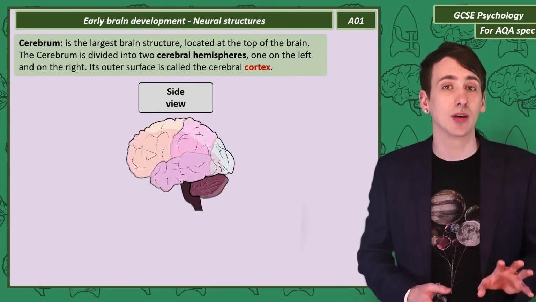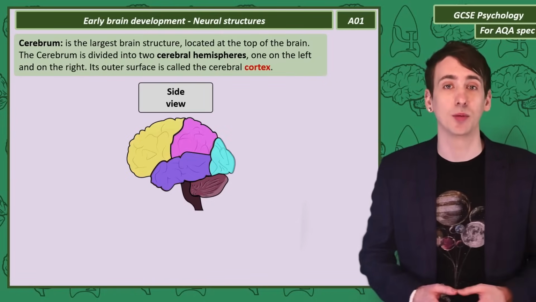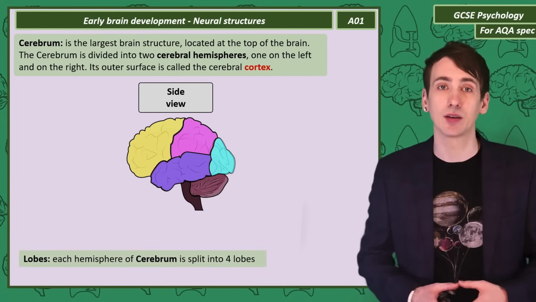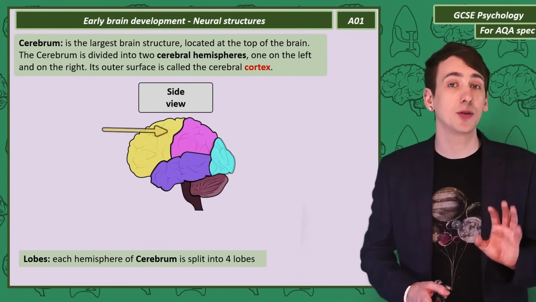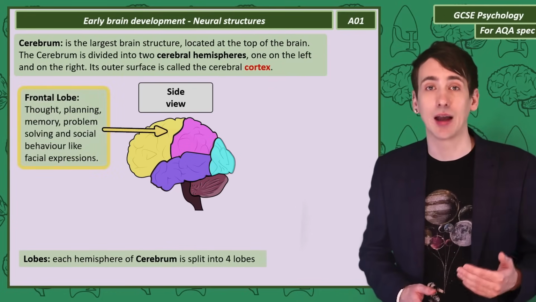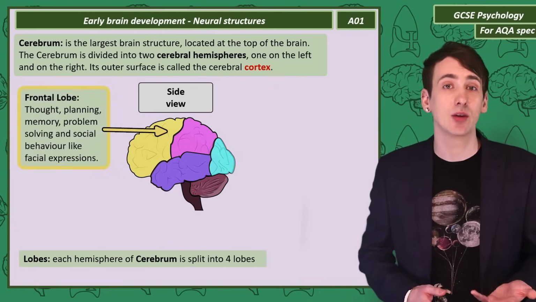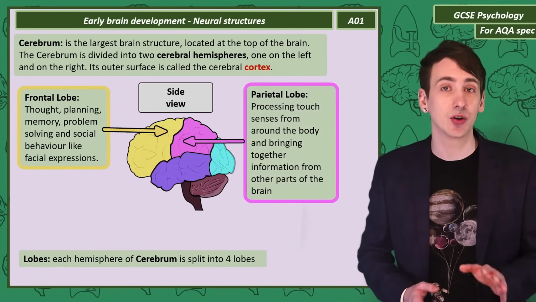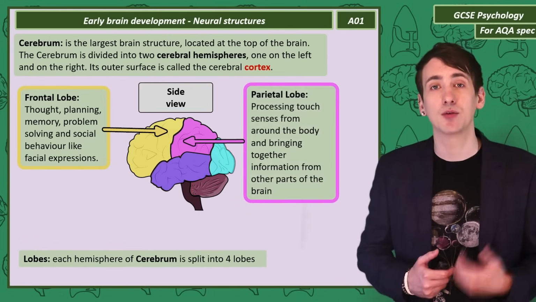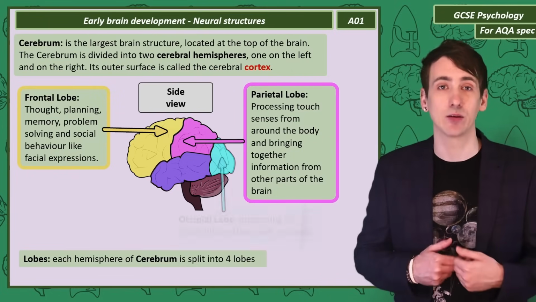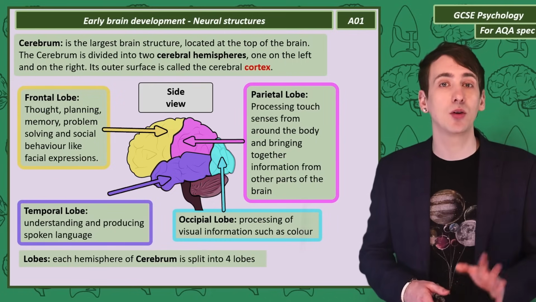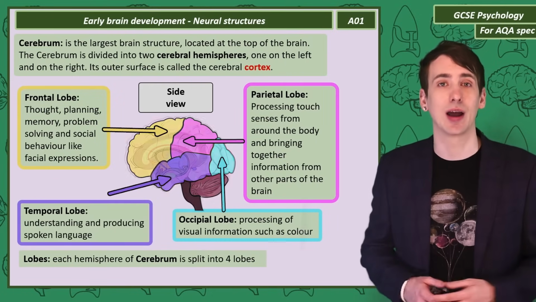Each cerebral hemisphere can be divided into 4 lobes. We should be able to name them and have an understanding of their basic functions. The frontal lobe is responsible for thought and planning, as well as social behavior like your facial expressions. The parietal lobe is used for touch sensors and bringing information from other parts of the brain together. The occipital lobe is for visual information, and the temporal lobe is for understanding spoken language.